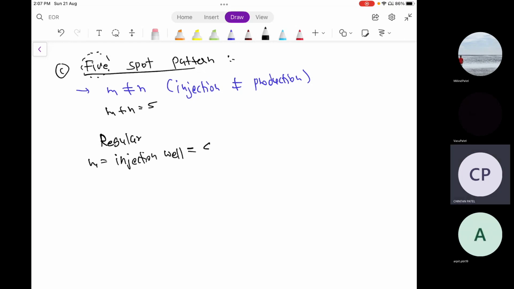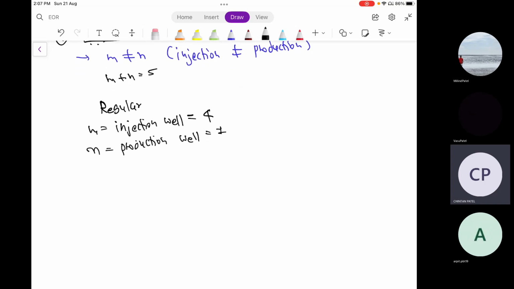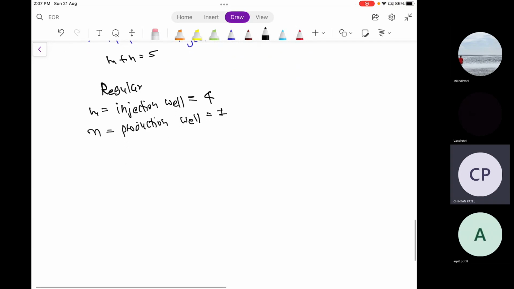Okay, then its value is equal to 4 because the total must be 5. That means for production well we have a 1. So in total we have 5 wells: 4 injection wells and 1 production well. And what is the arrangement here?